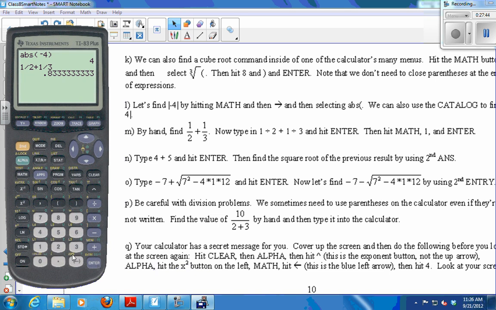So to make this a fraction, you choose the math button, go to the math menu again. The first option in the math menu is to fraction. This arrow means change it to a fraction. So choose that, press enter, and you get 5 out of 6. So the decimal to fraction tool can save you a lot of time in a test taking situation.